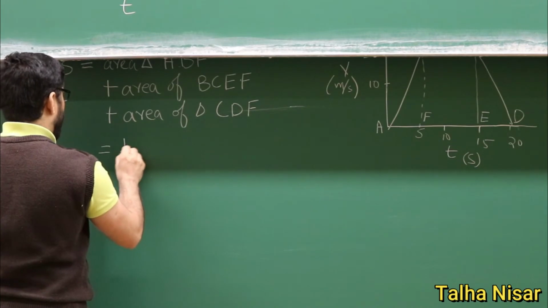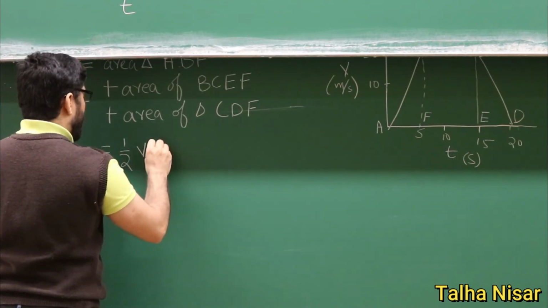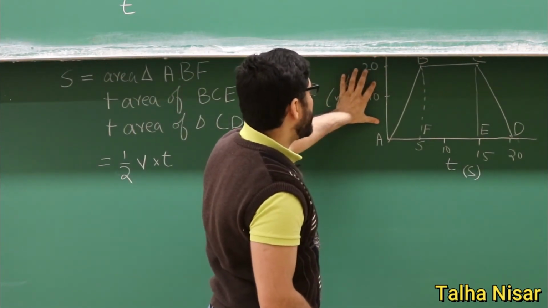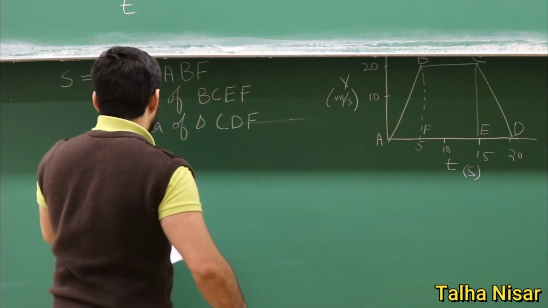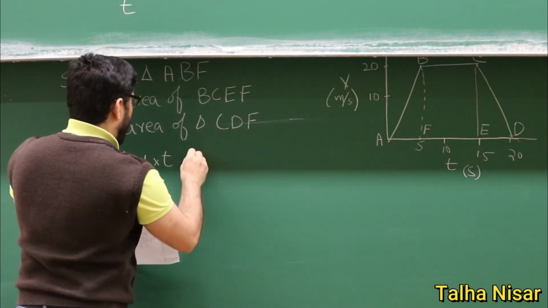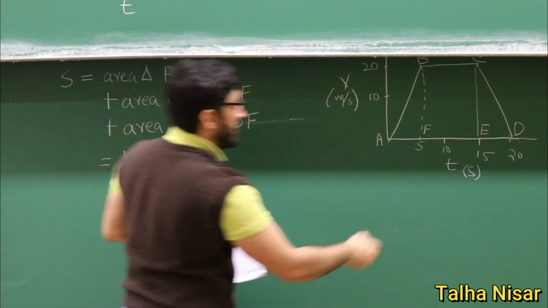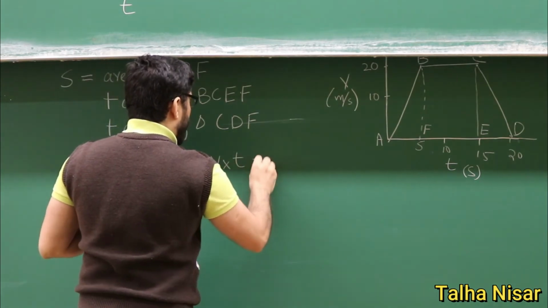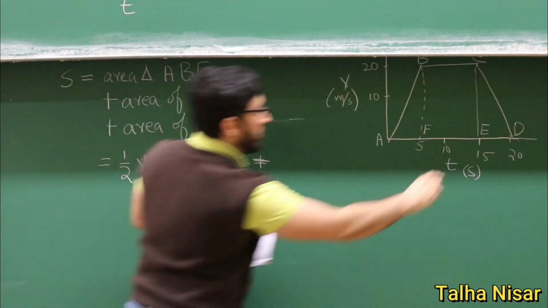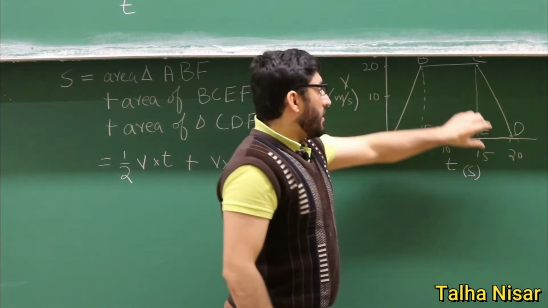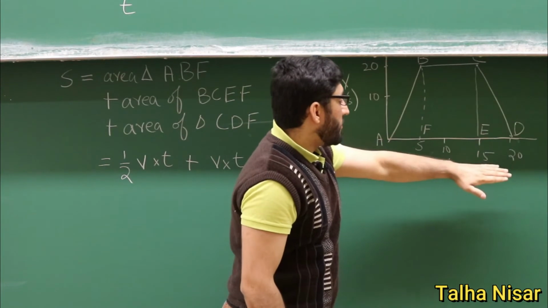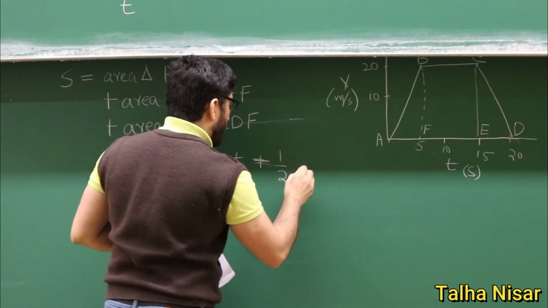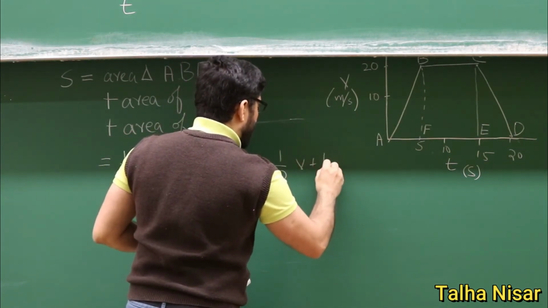So it is equal to 1 by 2 velocity multiplied by time here. The velocity is the height and the base is the time, and this is the area of this triangle. Plus the area of this rectangle, which is the time multiplied by the velocity, and again plus the area of the third triangle, which is 1 by 2 height multiplied by the base. The base is again time and the height is the velocity.